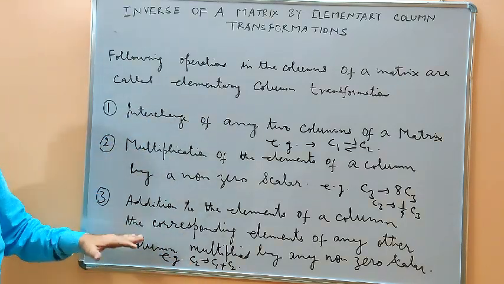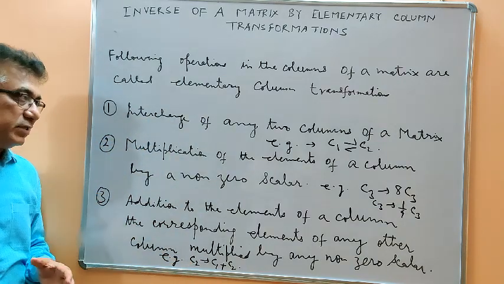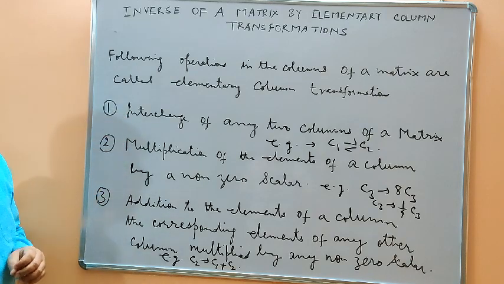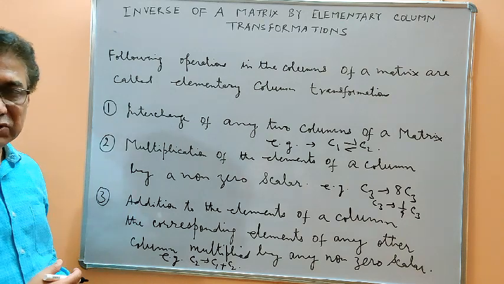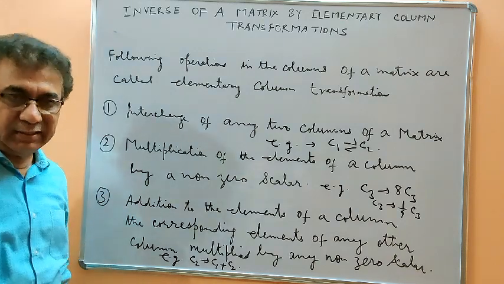So they are the three basic operations. They are the only three operations which are known as elementary column transformations. Now I will tell you how they can be used to find the inverse of a matrix.